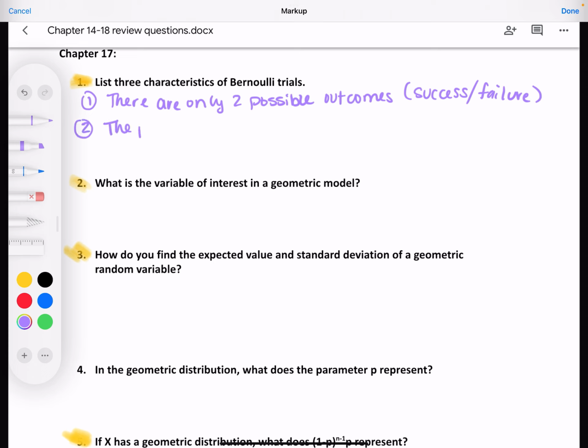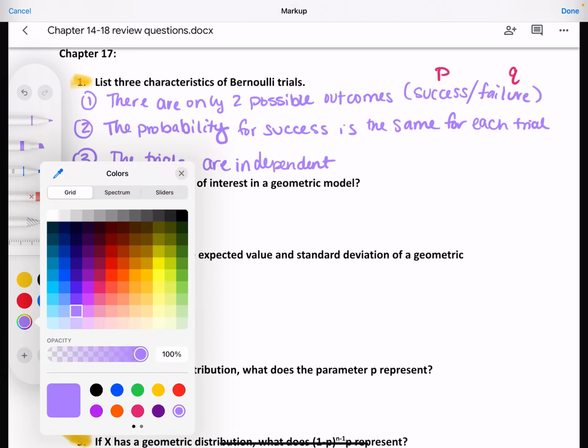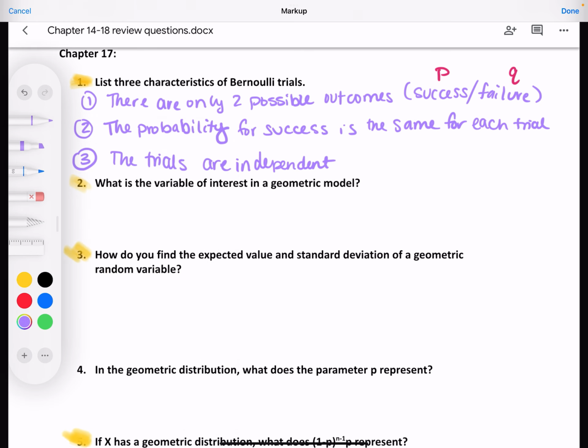For 2, what you said is fine. I'm just going to say it slightly different. The probability for success is the same for each trial. Then the trials are independent. I thought that was just a thing you had to know, not one of the characteristics. It's still one of the 4 things I knew. And then just for reference, success is p, failure is q. Just if you want to have that noted somewhere.